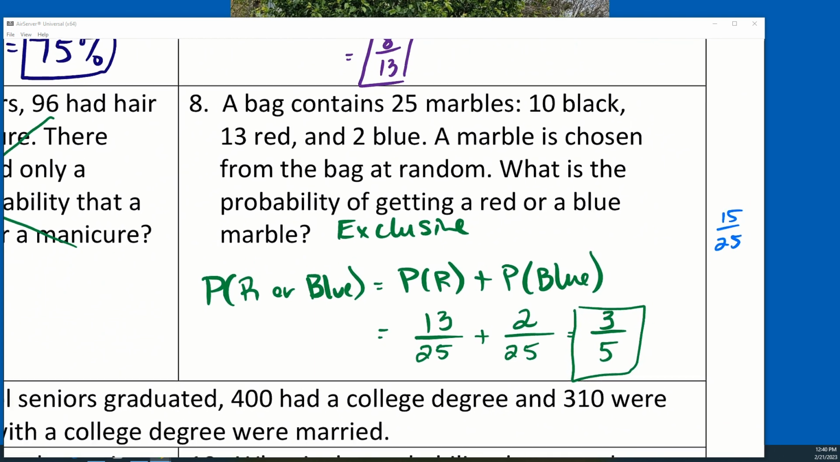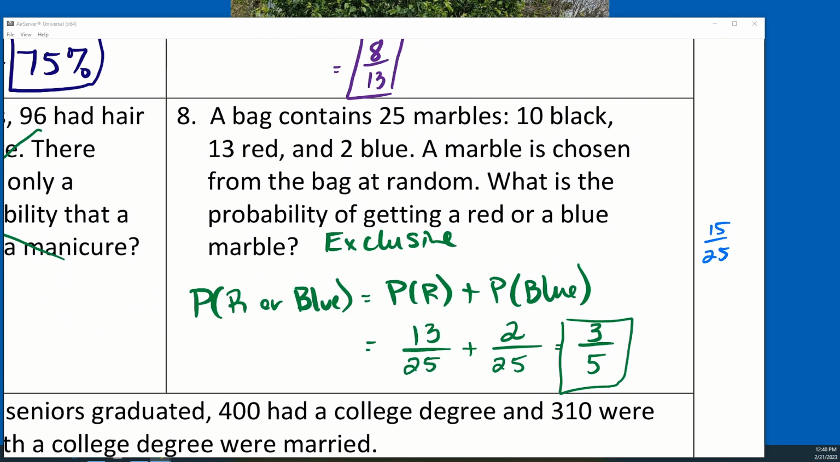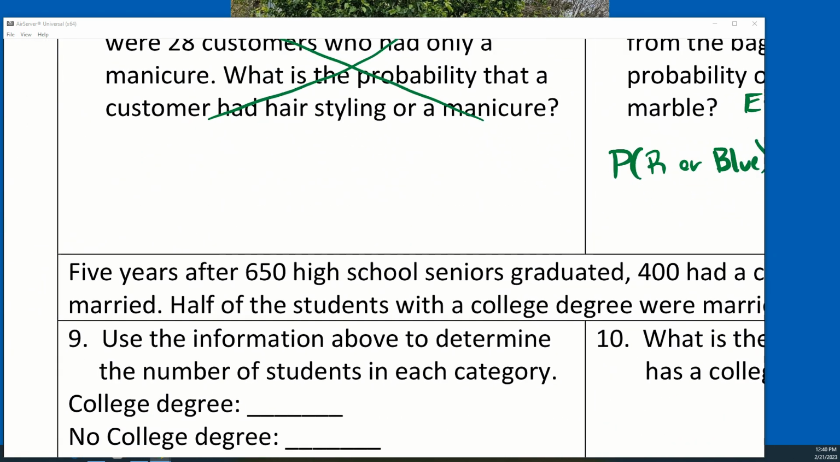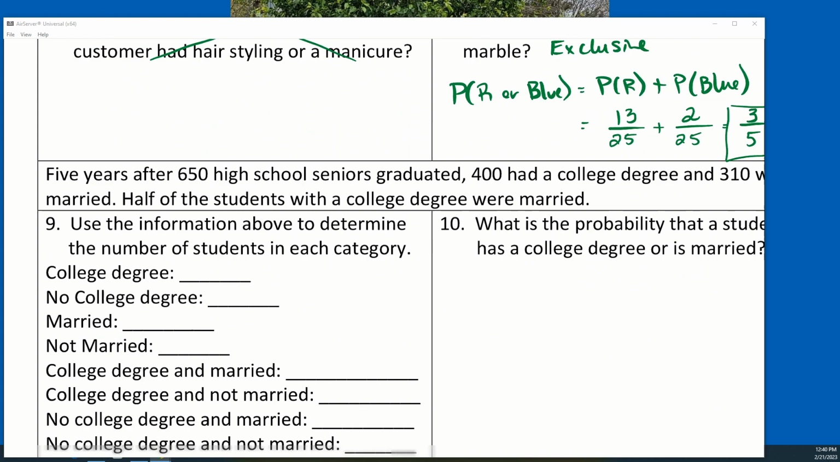Okay, so the next one, the probability part is the same. You just add and subtract. But getting all the number of people with all the different categories is kind of tough.